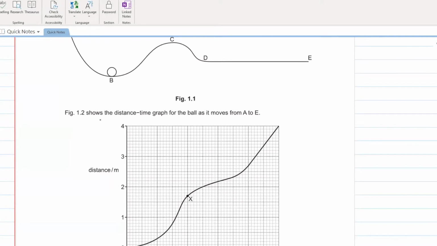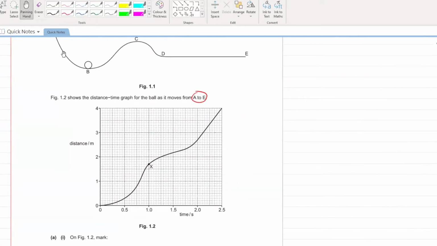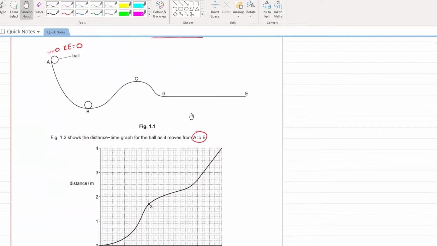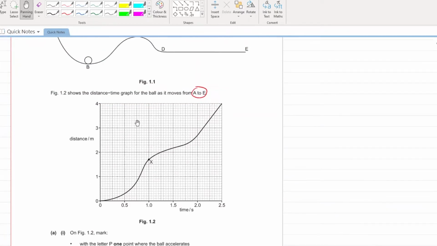Figure 1.2 shows the distance time graph for the ball as it moves from A to E. So basically, we have the distance time graph for the ball as it moves from A towards E. This is the distance time graph. On figure 1.2, mark with the letter P one point where the ball accelerates. You have to mark one point where the ball accelerates.